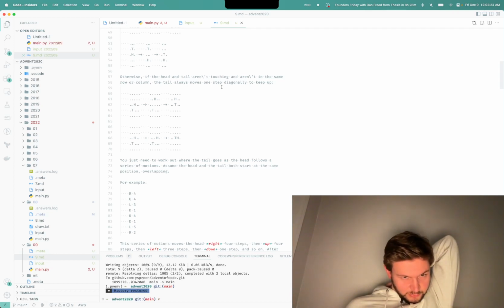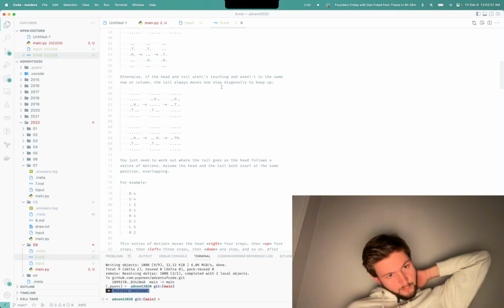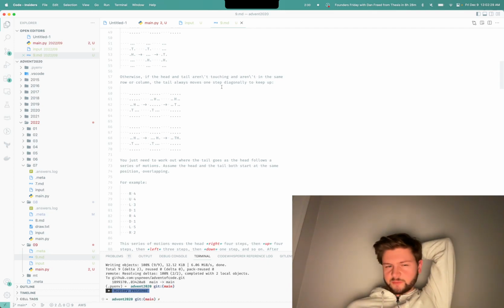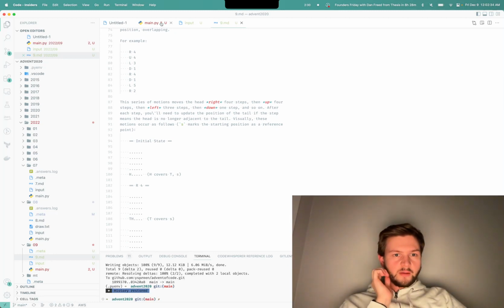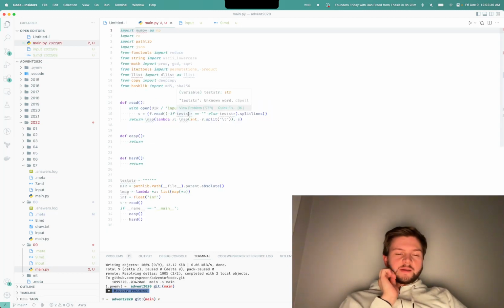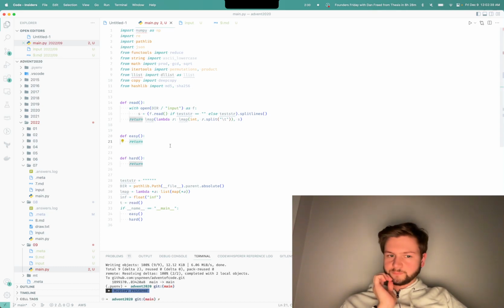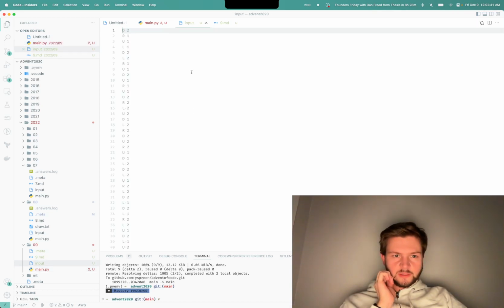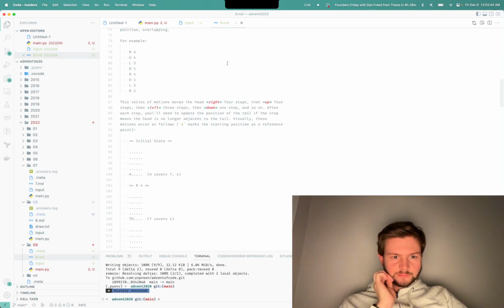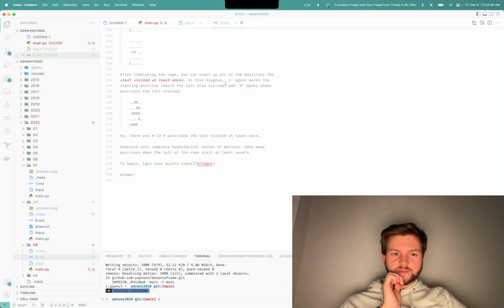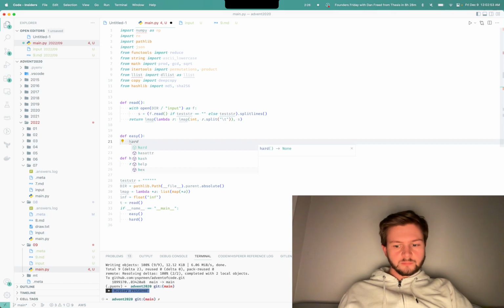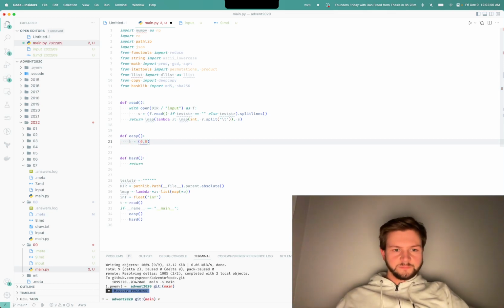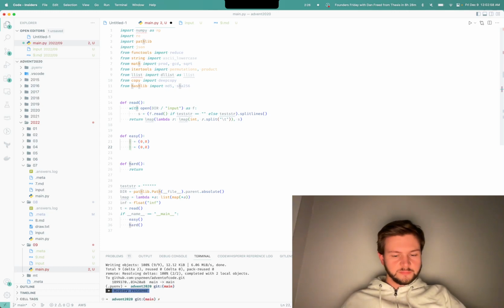I guess it's always moving where the head was before, right? Okay. So you have, what's then? I guess you just count the number of at least. Okay. So the head is 0, 0, and the tail is 0, 0.